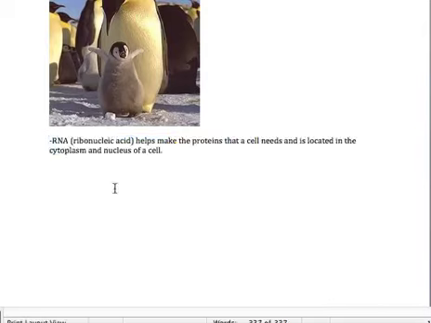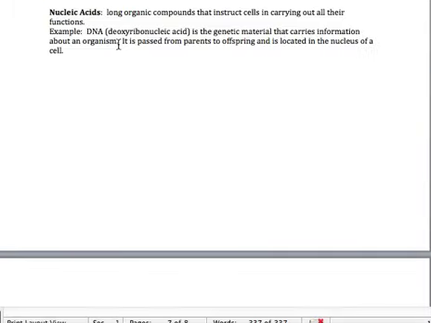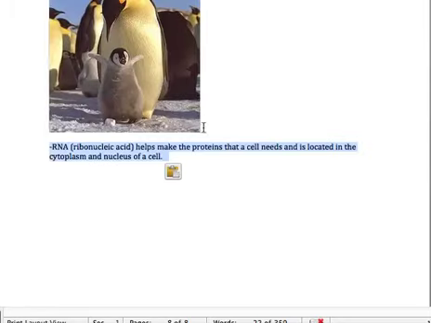Now, if you look at deoxyribonucleic acid, DNA, if you take out the deoxy, you're left with ribonucleic acid, or RNA. And RNA helps make proteins that a cell needs, and it's located in the cytoplasm and nucleus of a cell. We'll get more into what RNA specifically does when we look at genetics, but it takes messages from the DNA, little snippets of the DNA to pass along to parts of the cell so it can make different kinds of proteins. But that's really all you need to know for now.